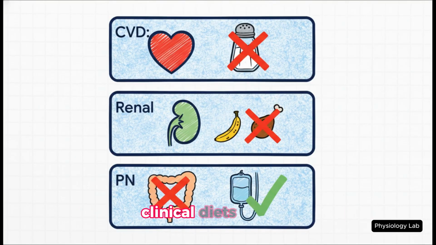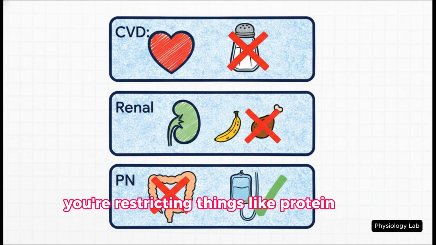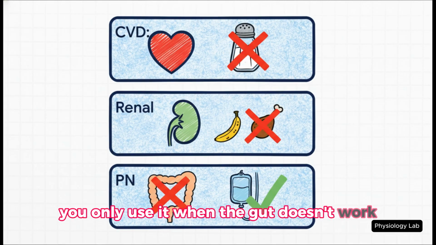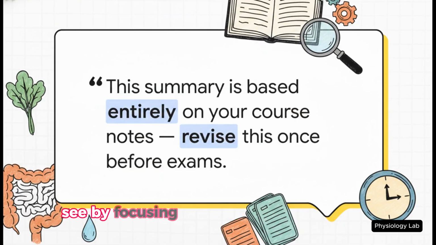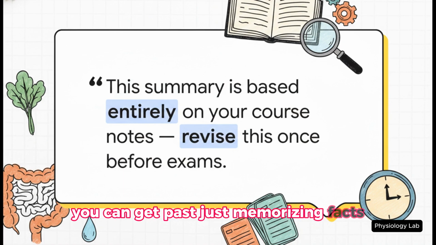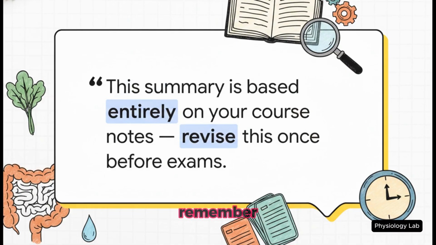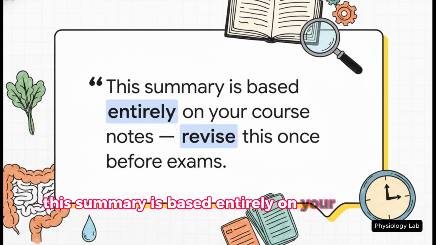Next, clinical diets and PN. The takeaway? For cardiovascular disease, it's all about sodium control. For renal patients, you're restricting things like protein and potassium. And for parenteral nutrition, the logic is crystal clear. You only use it when the gut doesn't work. See? By focusing on this logical framework, you can get past just memorizing facts and really start to understand applied nutrition. Remember, this summary is based entirely on your course notes.